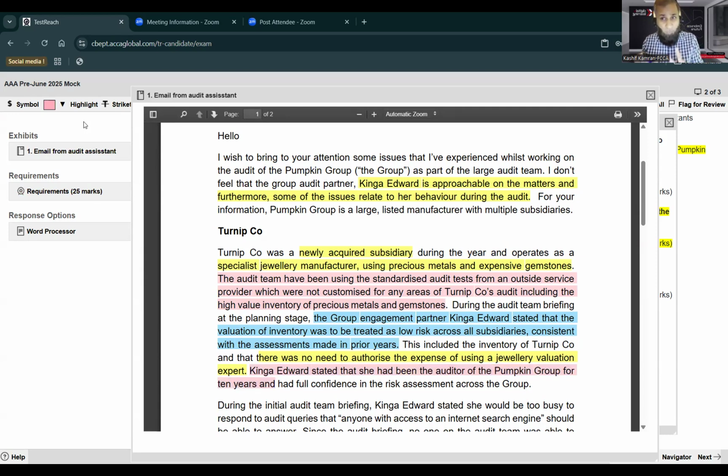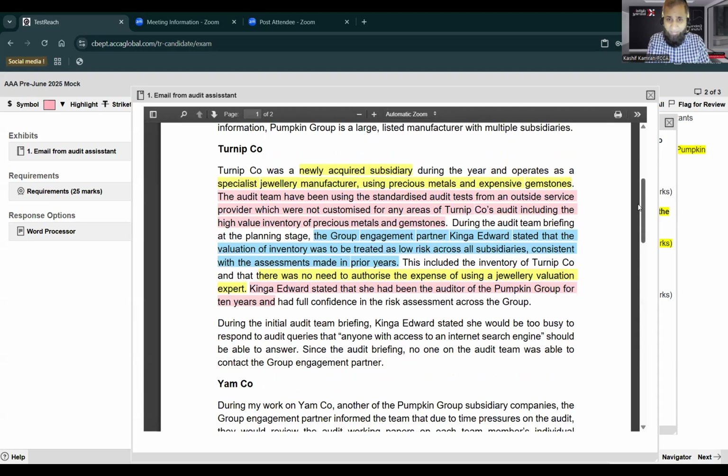10 years, right? All of you picked up this as a familiarity threat. All of you identified that 10 years is too long a period. Kinga has become sympathetic, and probably her behavior is demonstrating how sympathetic she is towards the Pumpkin management as a whole. She should have been rotated after 7 years. So she has already gone 3+ years beyond 7. So that's a significant familiarity threat because it relates to an engagement partner. So you're writing the ethical issues and the safeguards.